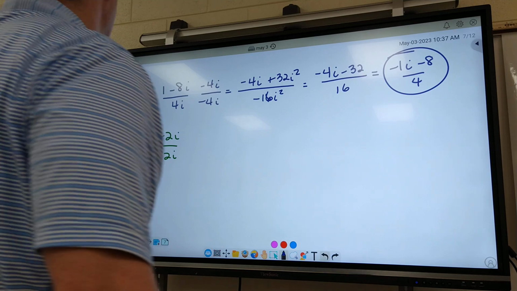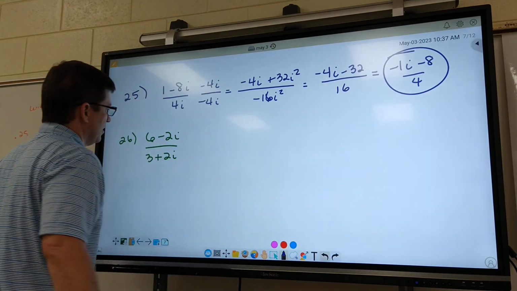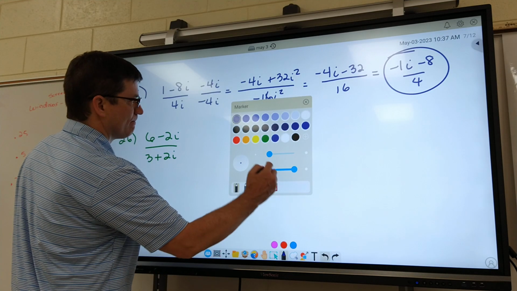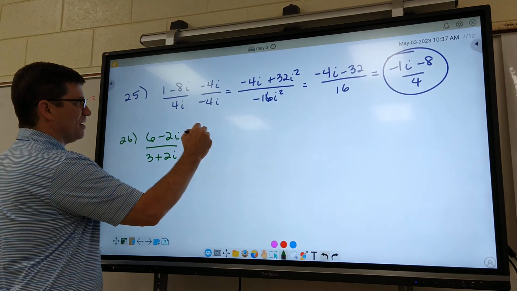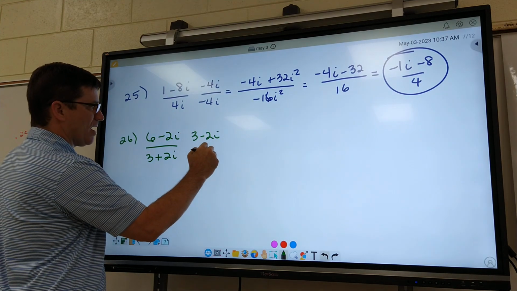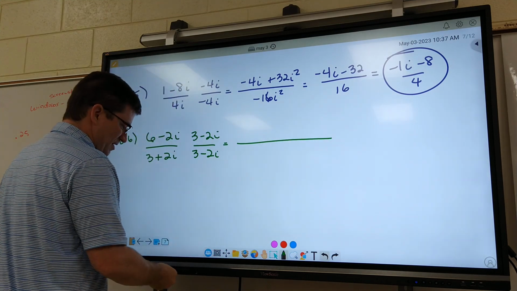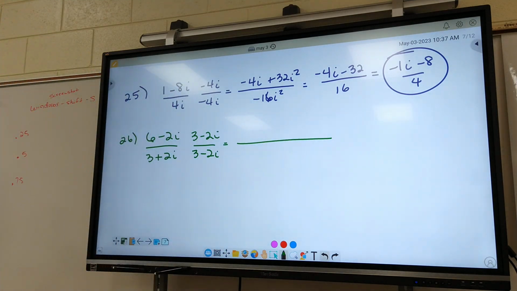All right, we're good on 25. Let's go to 26. What am I going to multiply both sides by? 3 minus 2i. On both sides, you are going to have to FOIL both sides. Let's give y'all a chance to do that one. Go.